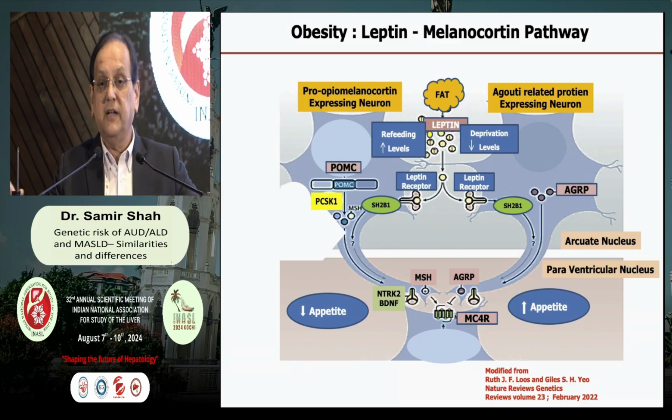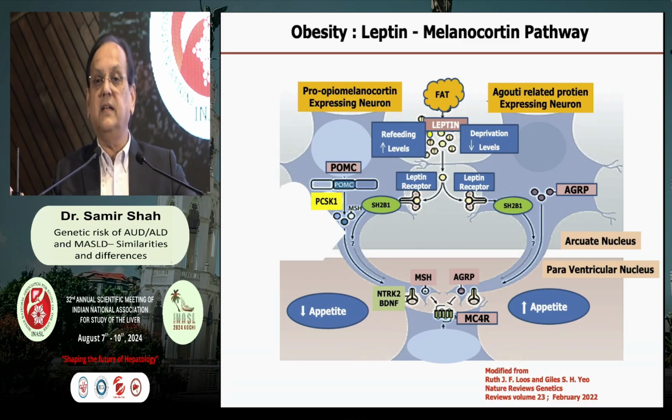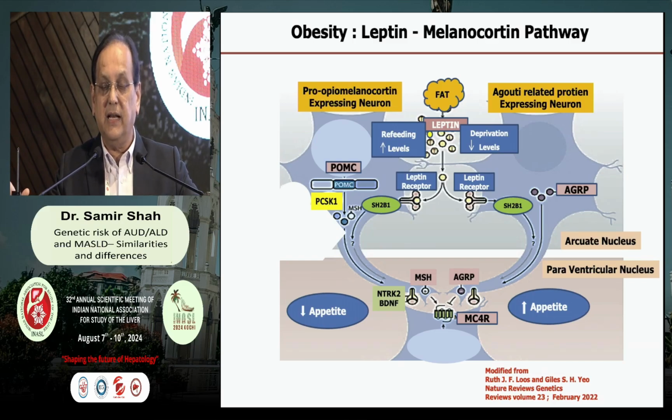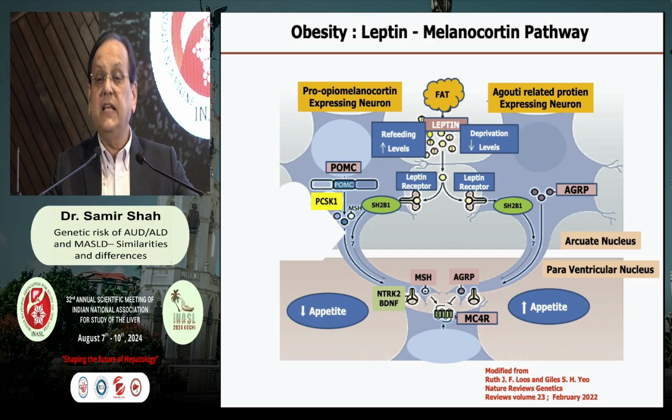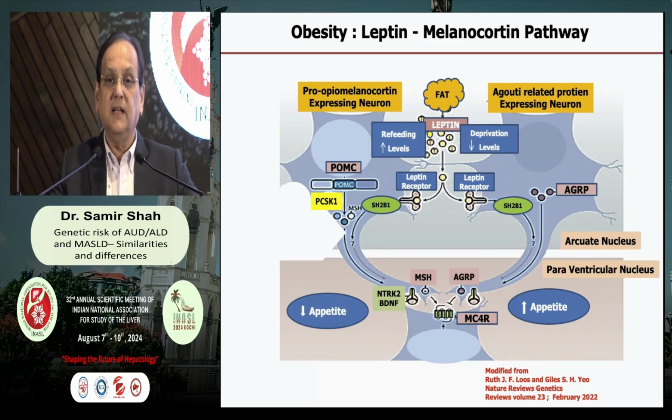Now, the leptin melanocortin pathway in the brain plays a very crucial role in feeding and satiety regulation. Leptin as a hormone, we know that when the patient is well fed, the leptin levels are high, it causes satiety and suppresses hunger. If the levels are low, then there is increased appetite. So there are genes in the arcuate nucleus and the paraventricular nucleus in the brain which are responsible for this satiety and hunger cycle.